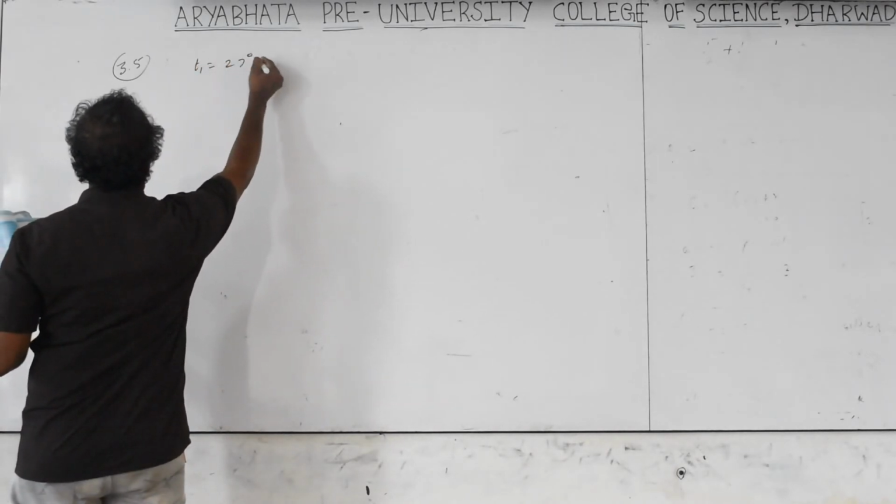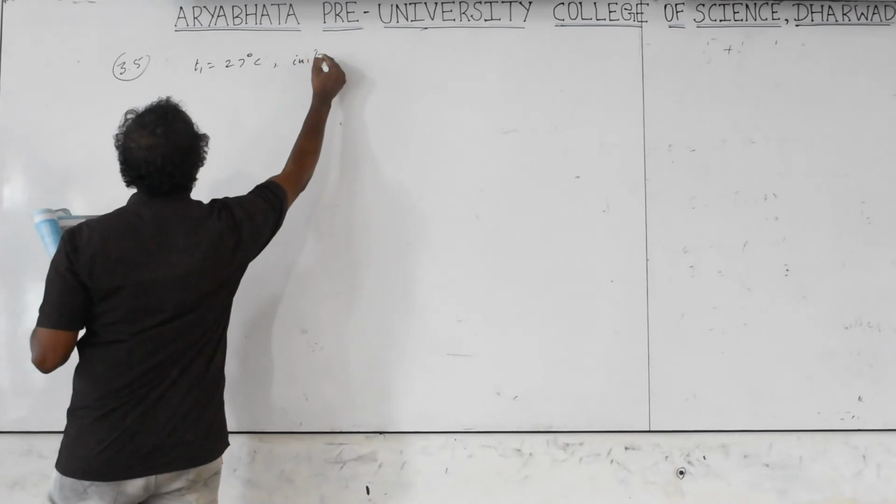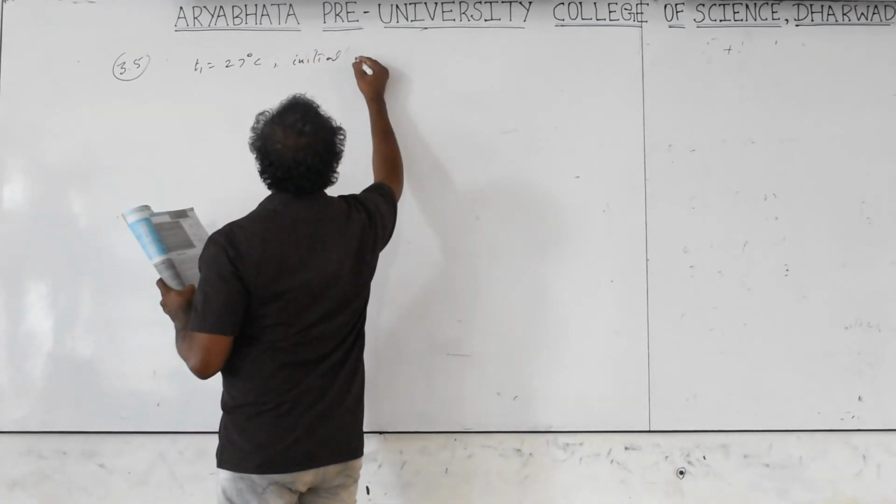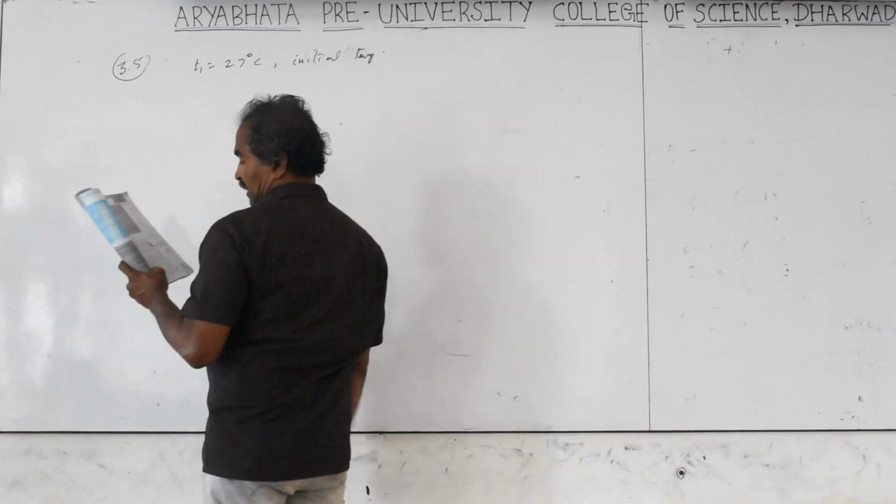The room temperature is given, T1 is 27 degrees centigrade. That is the initial temperature. And directly writing the data.